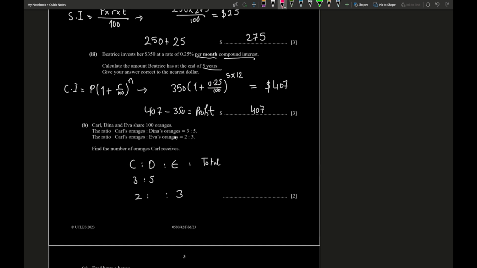فأنت الفكرة هنا you're given 3 different persons, 3 different quantities, where you're given the ratio between 2 of them. The Carl to Dina و Carl to Eva. فأنت الجول بتاعك ان انت find the ratio between Carl, Dina and Eva. فاللي هتعمله كالآتي. هتعمل دلوقتي find the lowest common multiple of 3 and 2. وال lowest common multiple دوت هيكون 6.